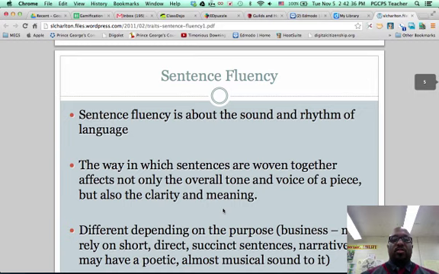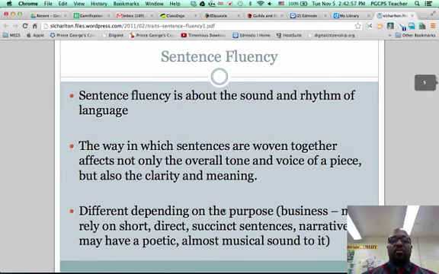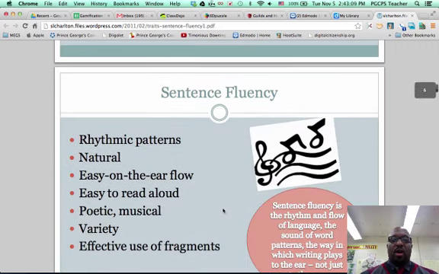So first, sentence fluency is about the sound and rhythm of language. The way in which sentences are woven together affects not only the overall tone and voice of a piece, but also the clarity and meaning. Depending on the purpose, businesses may rely on short, direct, succinct sentences, whereas narrative has a poetic and almost musical sound to it. So it just depends on the purpose for your writing and the type of sentence fluency that you want to use. For our narrative, we want to have that poetic, almost musical sound to our writing.